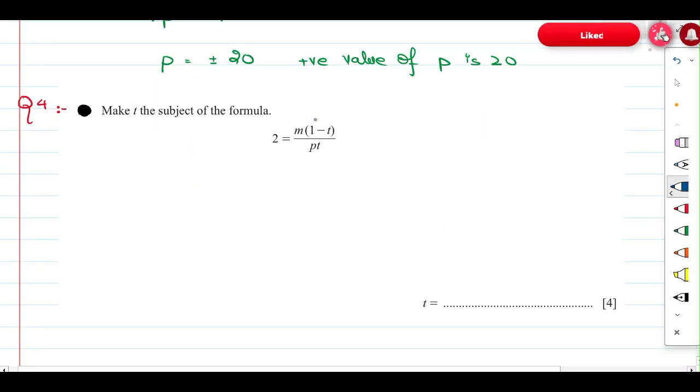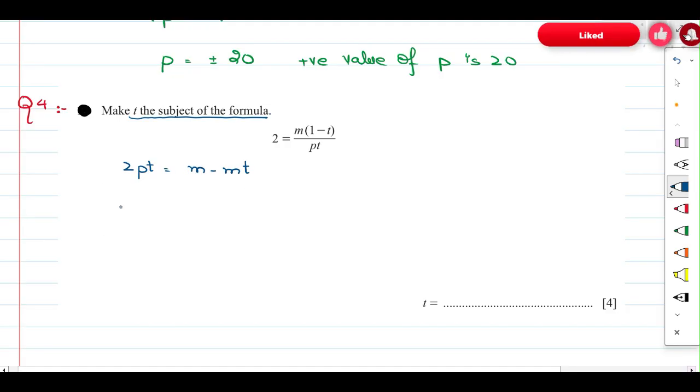Let's practice another question of algebraic manipulation. Make t the subject of the formula. So we have to cross multiply: 2 times pt is equals to m times 1 minus m times t.